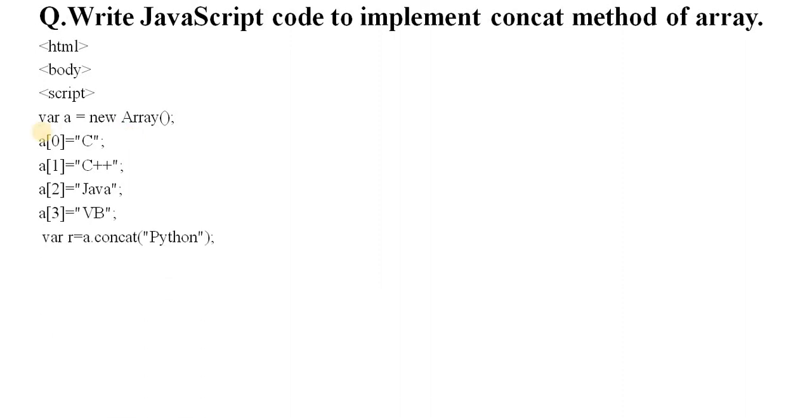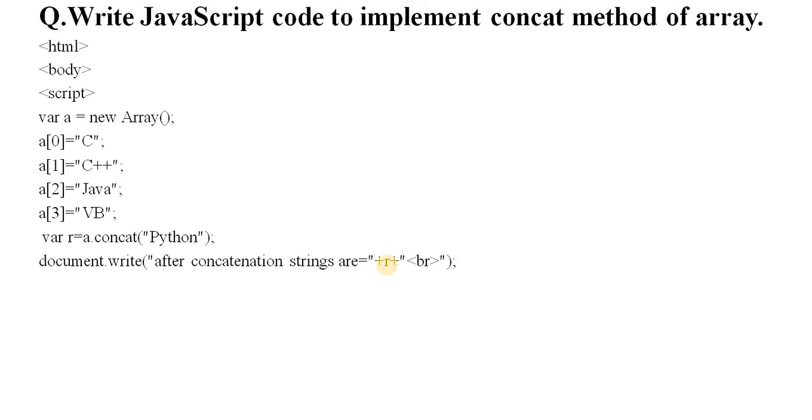After that, here I am declaring one variable, that is var R = a.concat. Here I am passing Python as a string, and displaying this result on a web page by using a write method, that is document.write. After concatenation strings are, and here I am passing a variable, that is R.